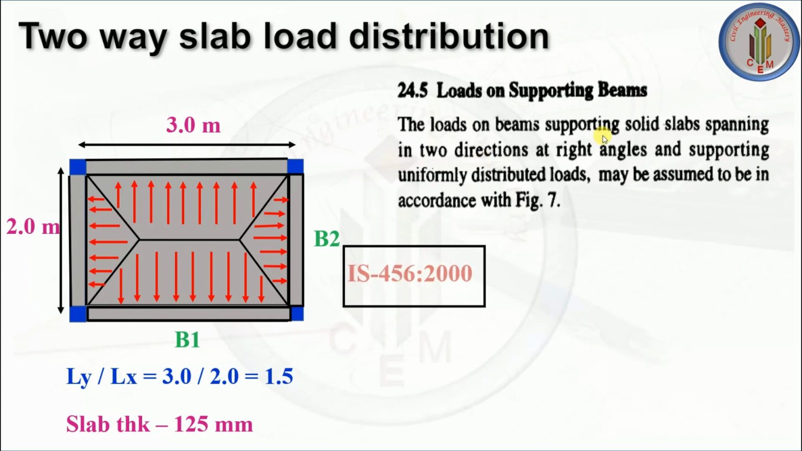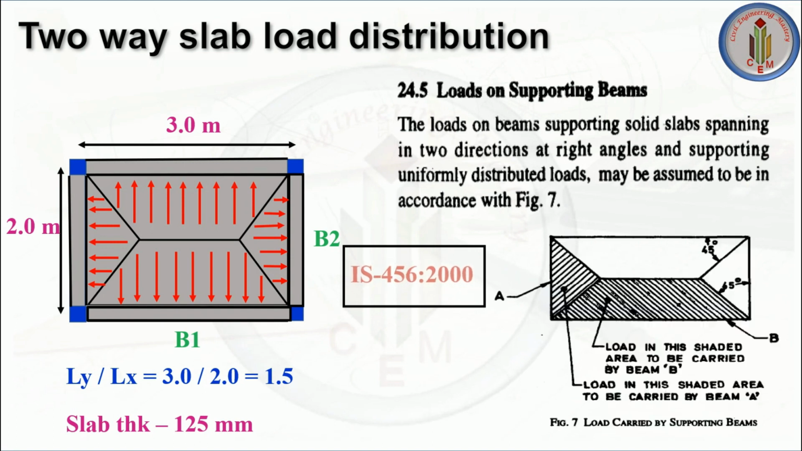The loads on beams supporting solid slabs spanning in two directions at right angles and supporting uniformly distributed loads may be assumed to be in accordance with figure 7. In IS 456-2000, it is clearly mentioned that two-way slab load distribution has to be like this, like in the right angles, the 45-degree angle dispersion. This is a trapezoidal portion and this is the triangle portion. The angle between these two is 45 degree.